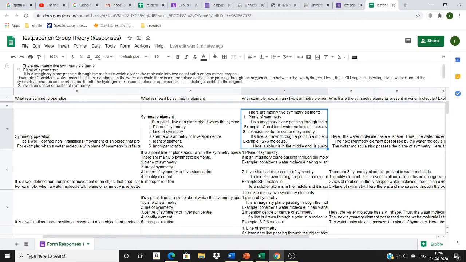Here you have mentioned the plane of symmetry and the inversion center or center of symmetry. Or you can write any other, the identity element. It's a simple one. Then there is the axis of symmetry. Any two.